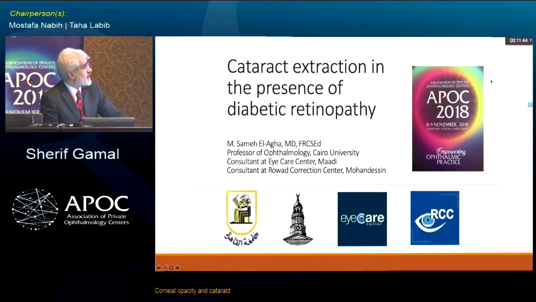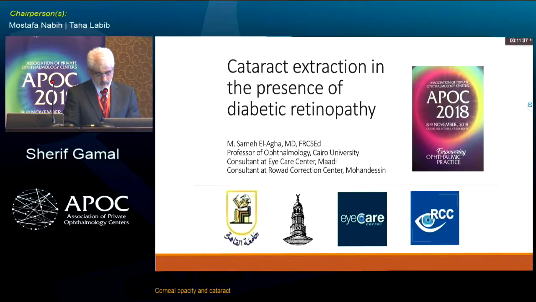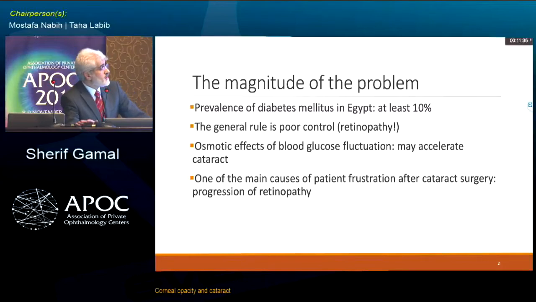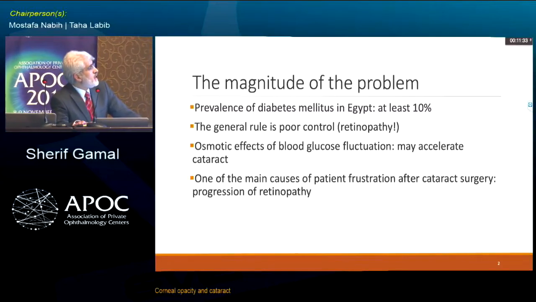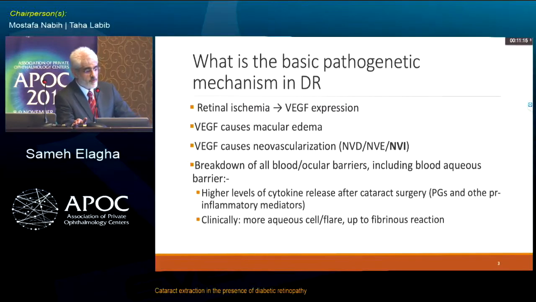My talk today is cataract extraction in the presence of diabetic retinopathy. Now, to understand the magnitude of the problem, there are 10 million diabetics in Egypt. And the general rule is that they are poorly controlled, and so a lot of them have retinopathy. And the osmotic effects of blood glucose fluctuation usually accelerate cataract. And one of the main causes of patient frustration after cataract surgery is progression of retinopathy. So this is a real problem.